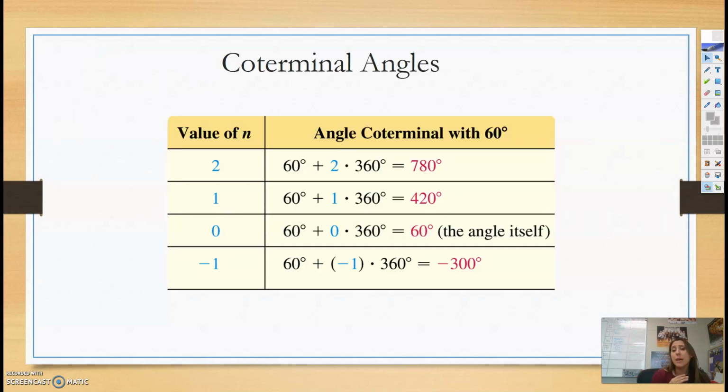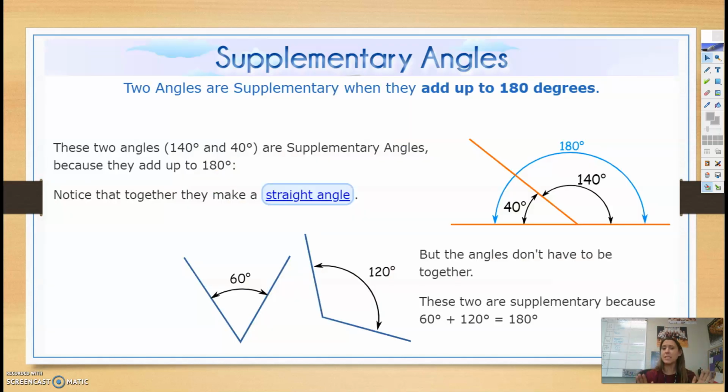So if it were 2 times around, a coterminal angle would be 780. If it was only 1 more time around, it would be 420. If it were 0 times around and it was just a 60-degree angle, then it would be just a 60-degree angle. If it were negative 1 time, if we were going negative, we would say it's a negative 300 degrees. So it's the same terminal side. They share the same terminal line, but it may go about different. So that's with 60 degrees.